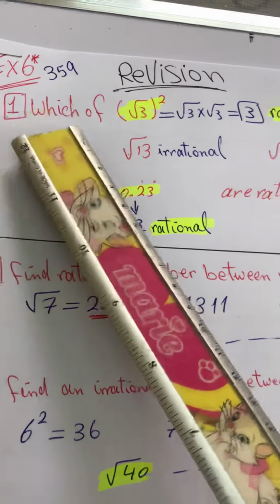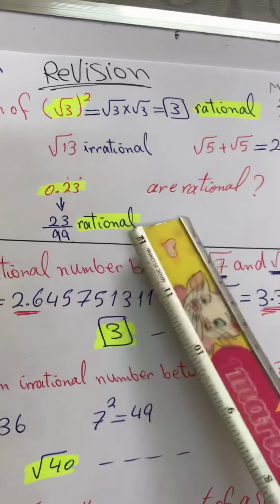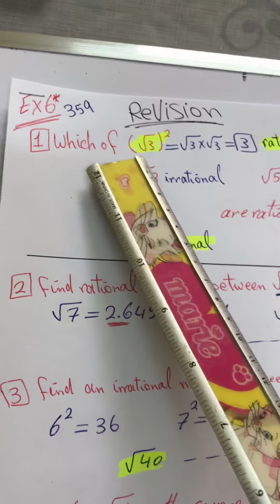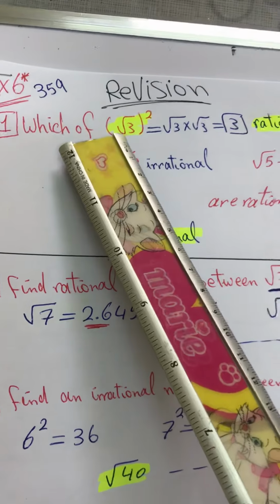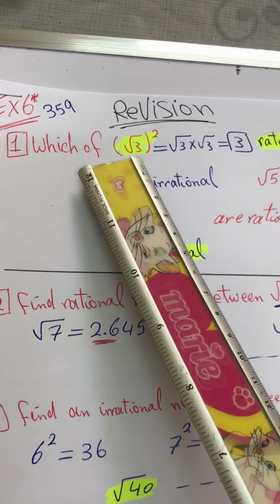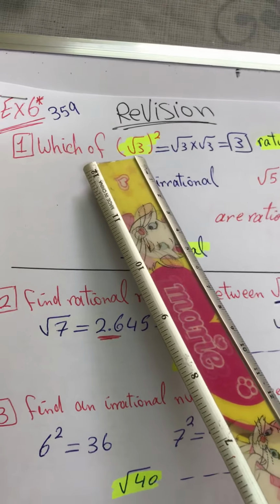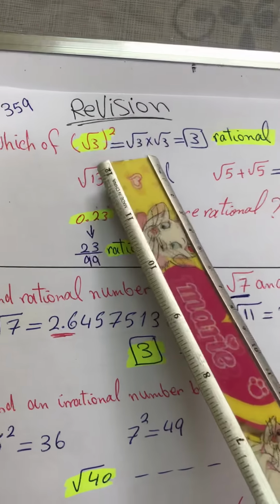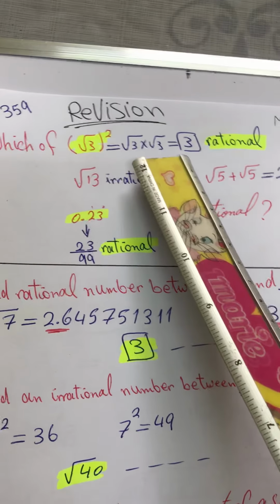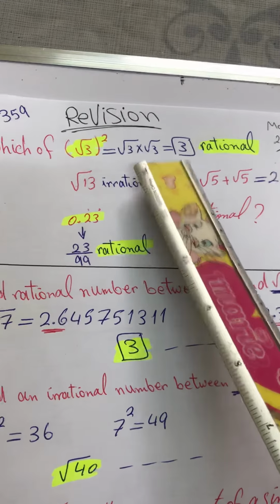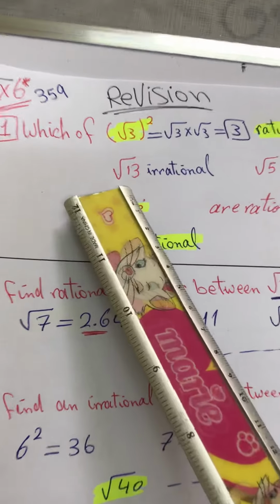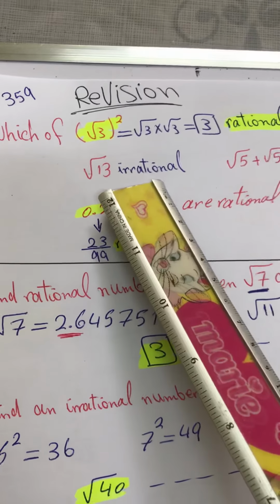Question 5 asked, which of these are rational numbers? Okay, so here to decide if the number is rational or irrational, you have to solve the problem in the beginning and then decide according to the answer. Square root of 3 squared, so I'll multiply it by itself, so any square root multiplied by itself equals the number inside it. 3 is a number I can put as 3 over 1, so it is a rational number. Okay, square root of 13 squared is 13, so it is a rational number.